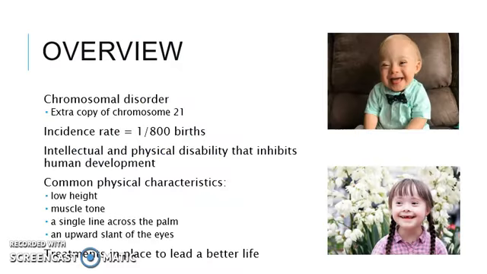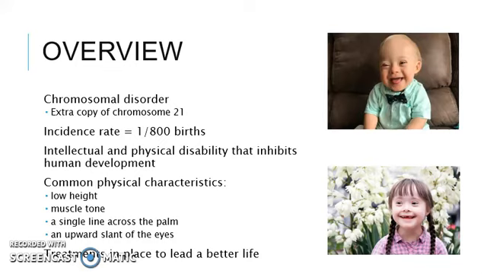Humans contain 23 pairs of chromosomes inside the cell's nucleus. Half of them are inherited from each of their parents. Down syndrome is caused when there is an abnormal cell division that results in an extra or partial copy of chromosome 21. It has an overall incidence rate of 1 per 800 births.